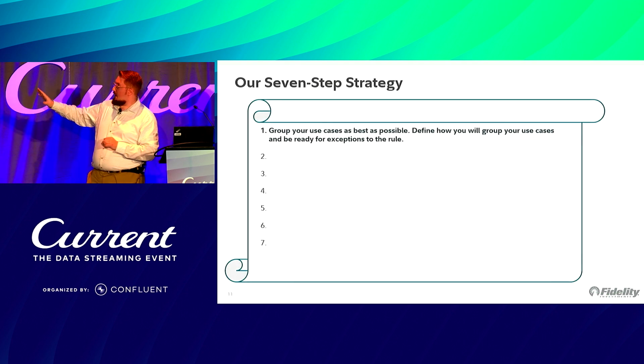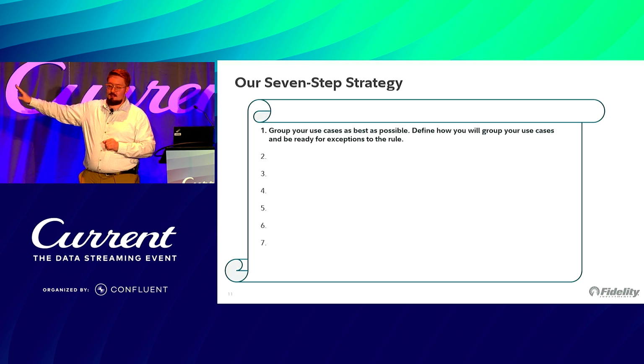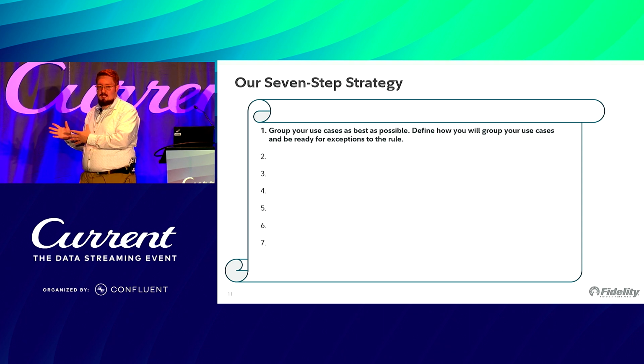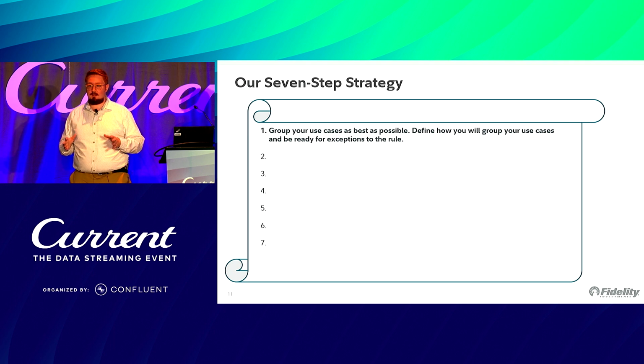So again, I'm going to bring up that 7-step strategy. We're going to fill this out as we go really quick. First of the steps is that you should group your use cases, your Kafka use cases, as best you can, but you really need to be ready for those exceptions.